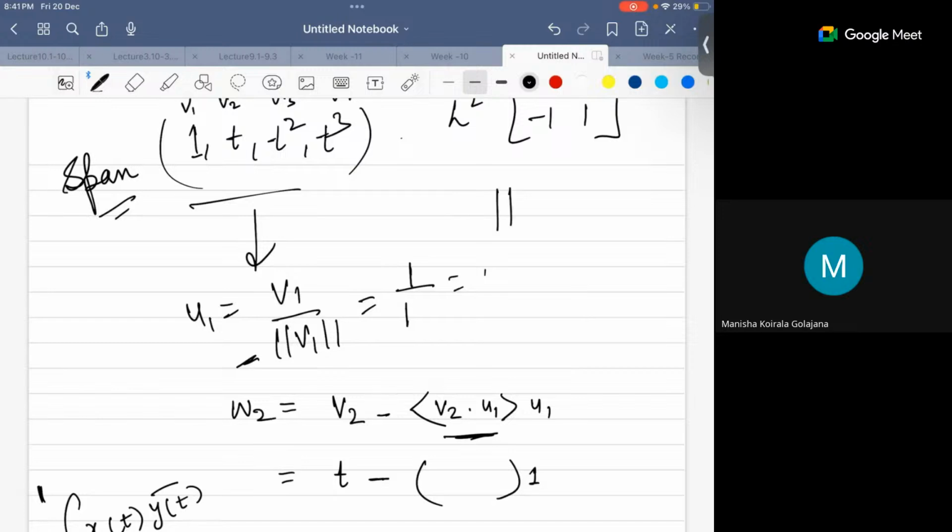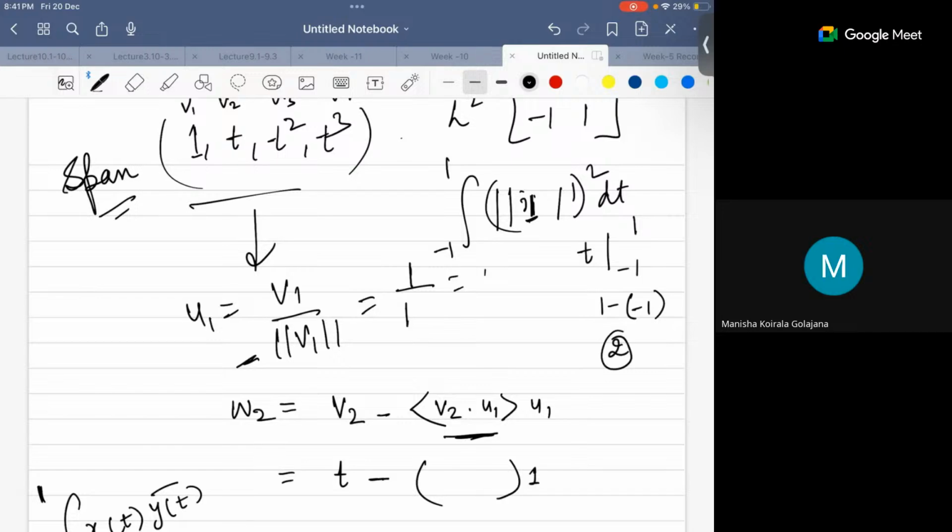How do you calculate the norm? For any vector, you square it and then integrate it from -1 to 1. For vector v1 it was 1, right? So if you integrate it, you get T from -1 to 1, so it will be 1 minus -1, which is 2, correct? And this is the square of that norm of v1, so the norm of v1 will be root of 2. Is this clear to everyone, or should I repeat it?